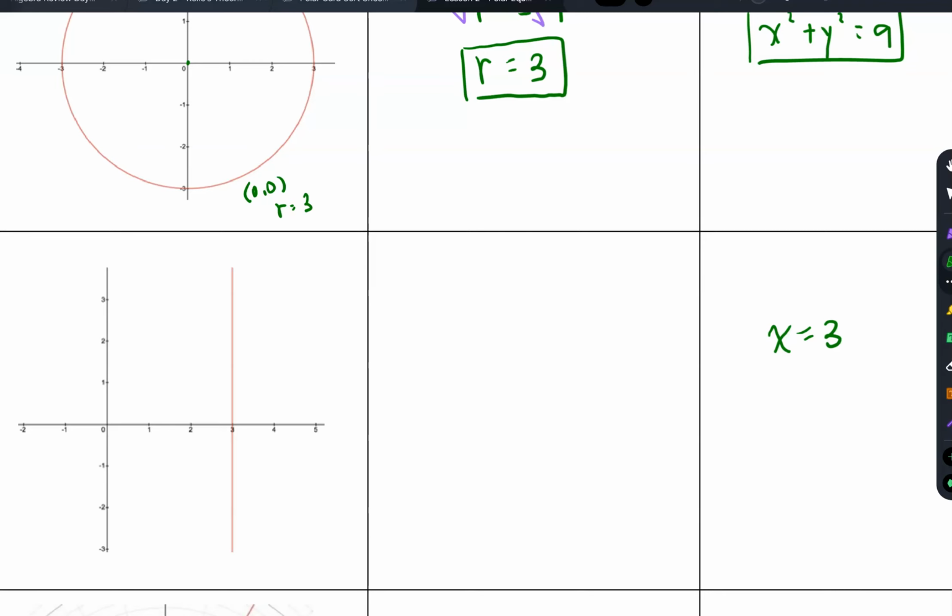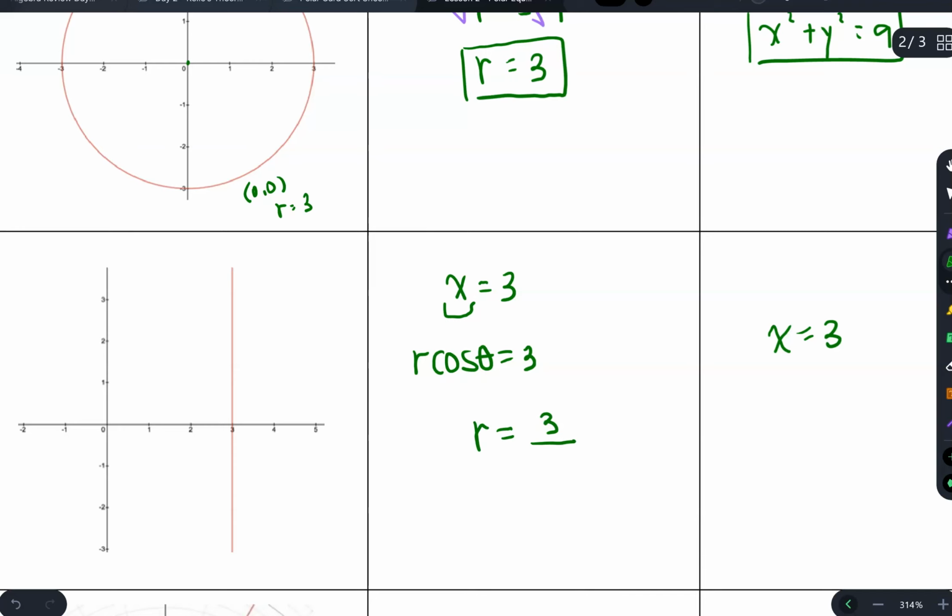Now I want to put it in polar form. So remember, x is going to be the same thing as r times cosine of theta. So we would say r times cosine of theta is going to be equal to 3. So you can divide both sides by cosine of theta. So this would be the equivalent polar. So those are equivalent to each other.